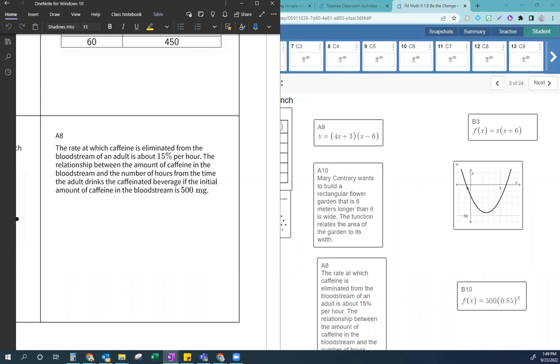Okay. So just by looking at this, I'd have to guess that this guy here, the rate at which caffeine is eliminated from our bloodstream of an adult is about 15% per hour. The relationship between the amount of caffeine in the bloodstream and the number of hours from the time the adult drinks the caffeine is about 500. So wait a second. I remember this 500 number because that was one of these. So it can't be this one, right? Because there's no 500, no 15 there.